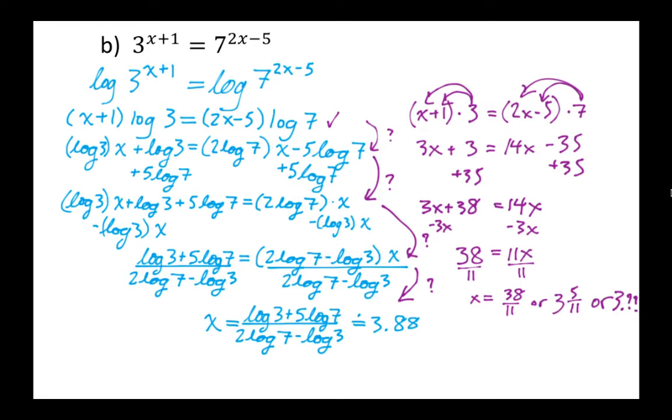So in this case, what I did, again, was divide both sides by the coefficient of x. The coefficient of x here is quite a long expression. It's 2 log 7 minus log 3. So I divide this side by 2 log 7 minus log 3. And I divide the other side by 2 log 7 minus log 3. And now this entire expression is what I need to evaluate to get my answer. And that's it.